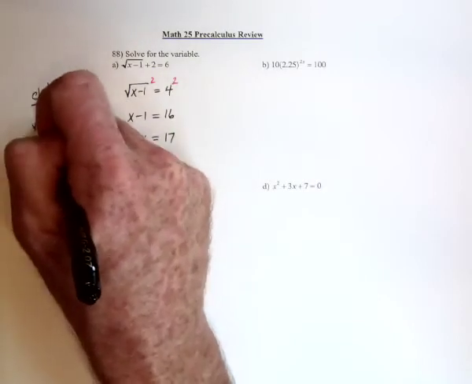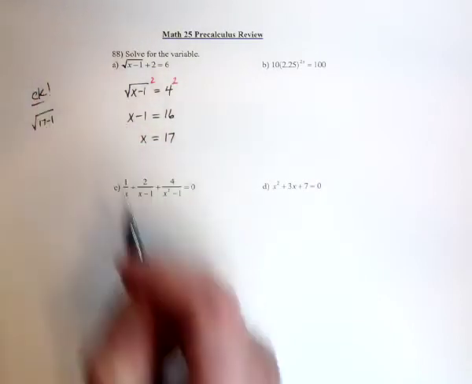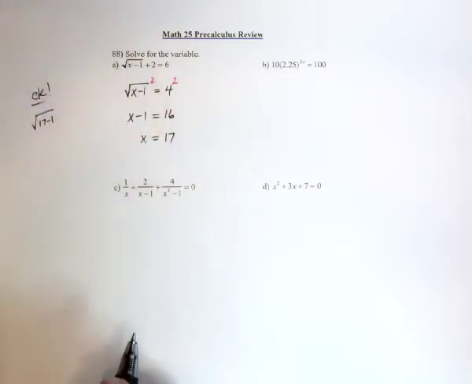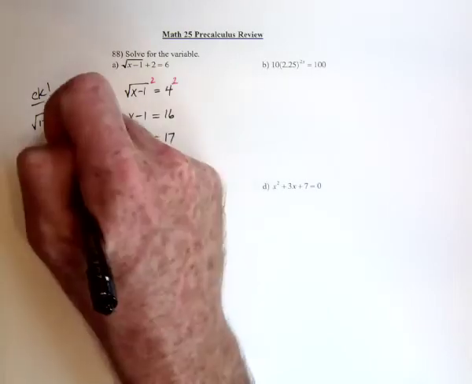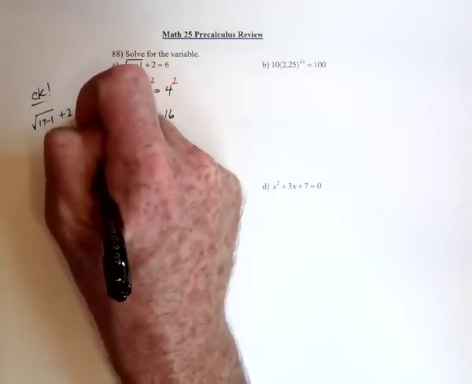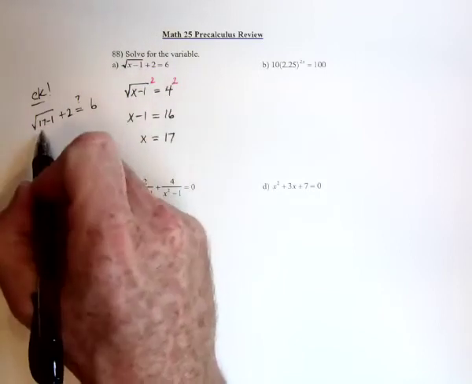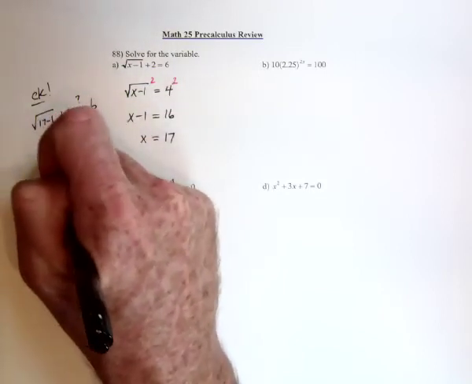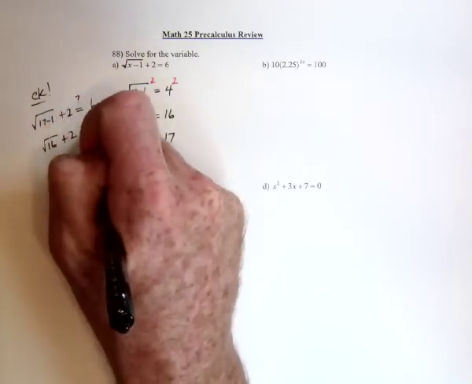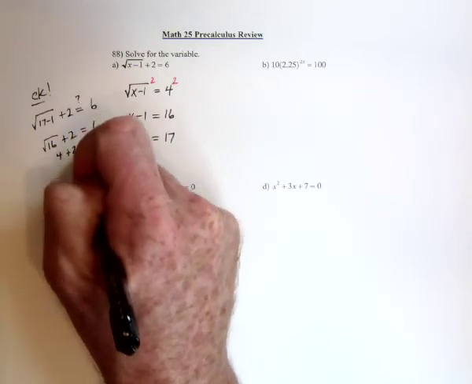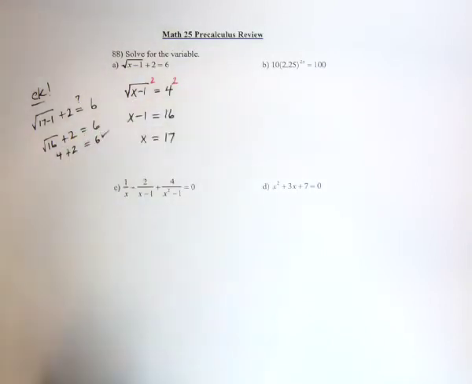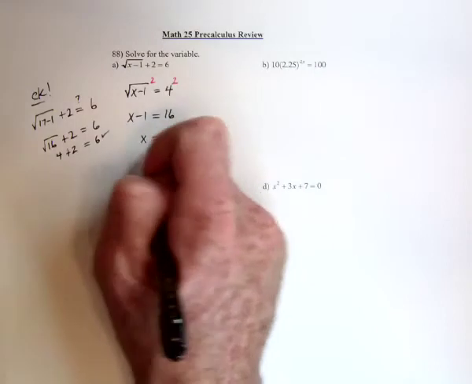The square root of 17 minus 1, so substitute our answer 17 in there for x, plus a 2, does that equal a 6? Well, this would be the square root of 16 plus 2. So that would be 4 plus 2. Does it equal 6? Yes, it does work. Okay, so the 17 is a keeper.